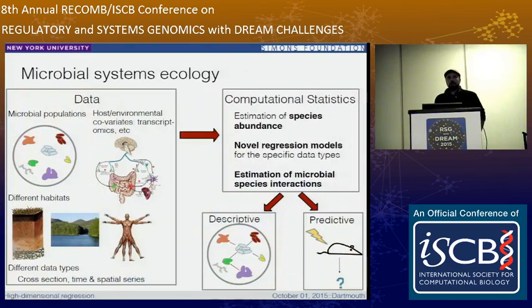And my research is embedded in what we may call microbial systems biology. So what we know since a couple of years is we can generate large amounts of microbial data, and I'll go through this in a bit. And what we want to understand is various things from these microbial abundance data. We want to estimate species abundances in different hosts, across different habitats. And what we focus on today is estimation of microbial species interactions.